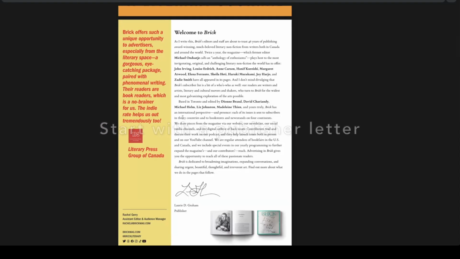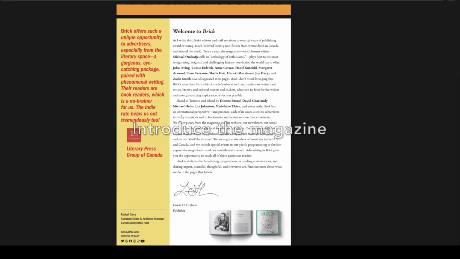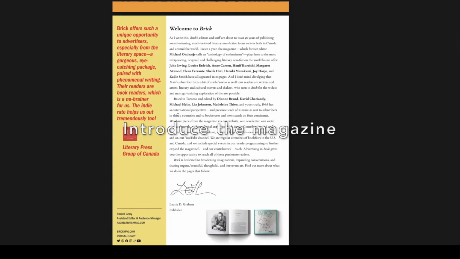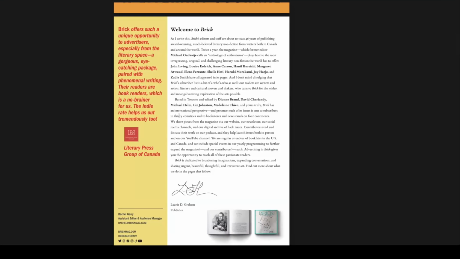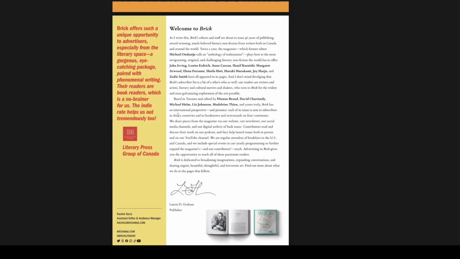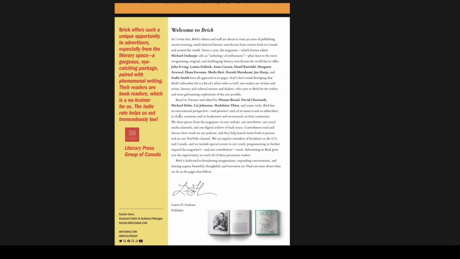In your publisher letter, you want to try and do a few basic things. Introduce the magazine, talk about the history of the publication. In this case, Brick's been around for 46 years. Talk about any highlighted authors that you have. Michael Ondaatje, who many know in the Canadian literary circles, was a former editor of Brick, and so they talk about that. Other big names you have editorially are important. There's a whole bunch of them in the case of Brick, so we take advantage of that.